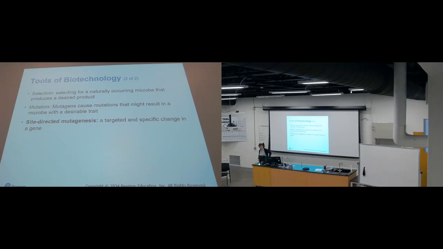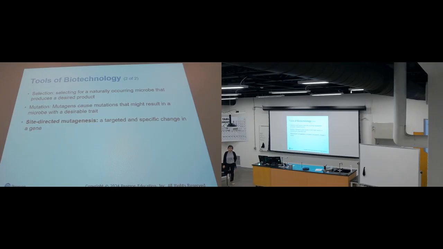Now, in mutations, you have mutagens that cause the mutations that might result in the microbe having a desirable trait. So sometimes, and not only in microbes, you can use it in other microorganisms. You can induce these mutations, and then you can select for something that provides an advantage. So sometimes we have specific areas where we want to produce a mutation.